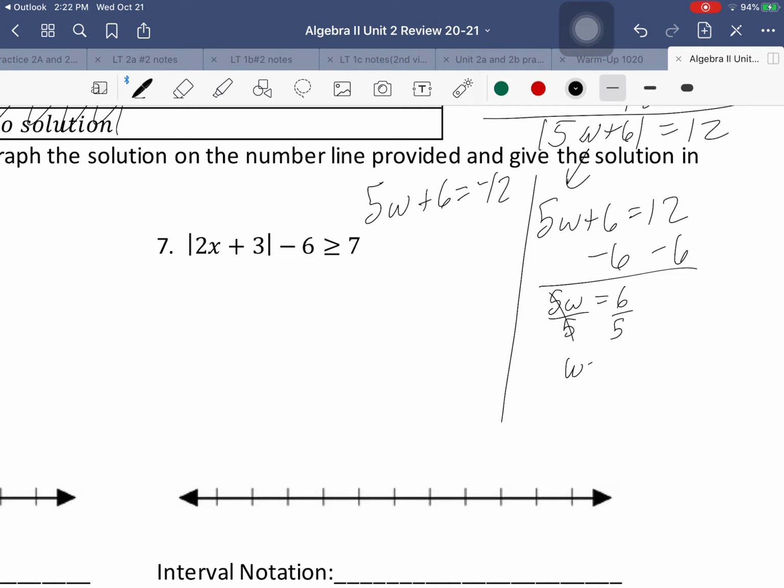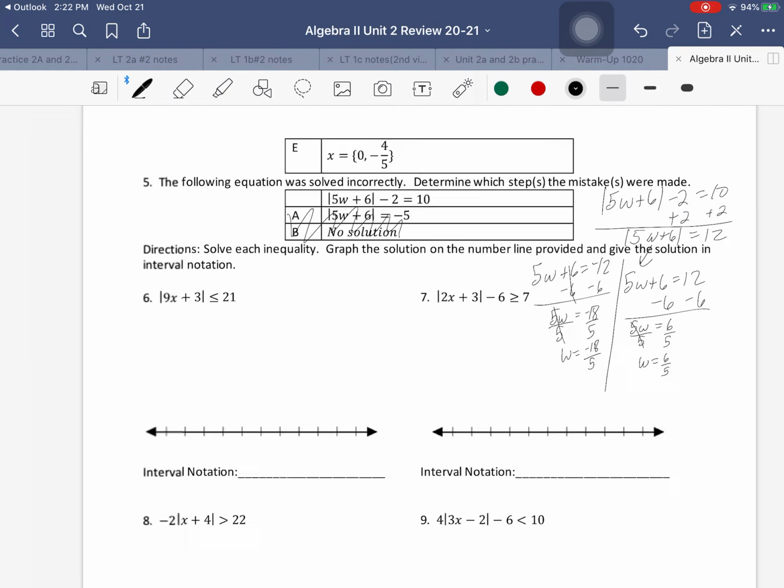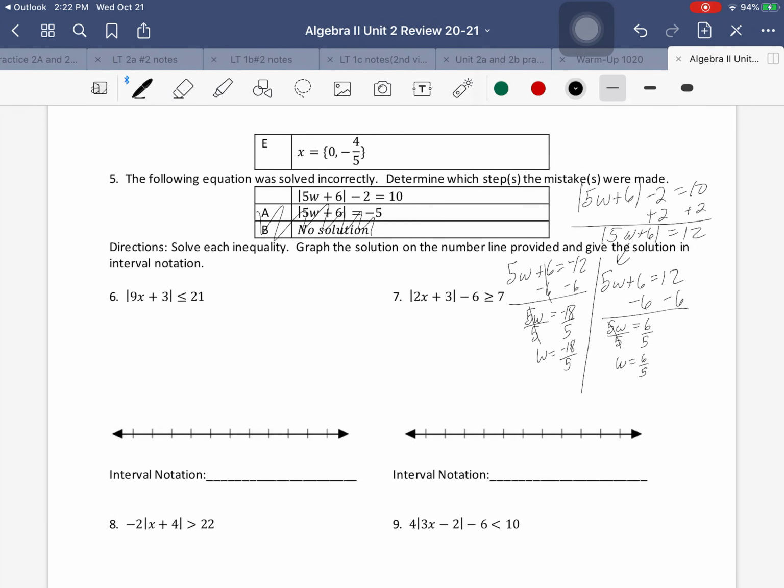Darn fractions all over the place. 6/5. More fractions. Let's look back. Where did they make the mistake?